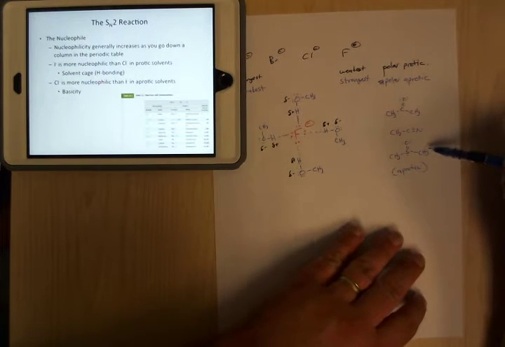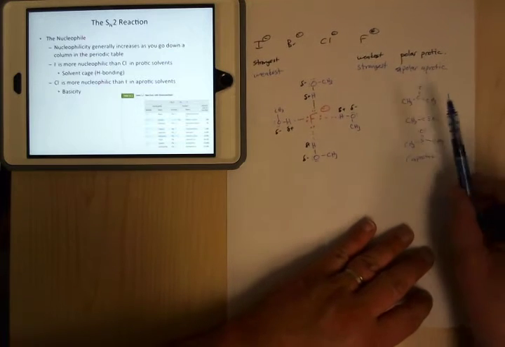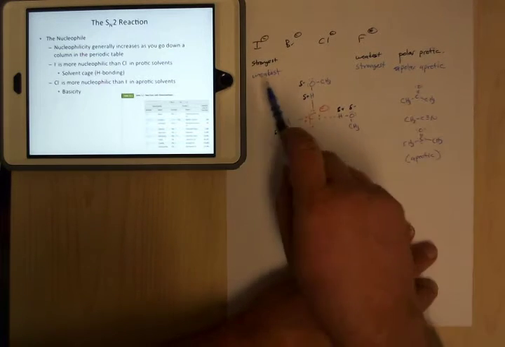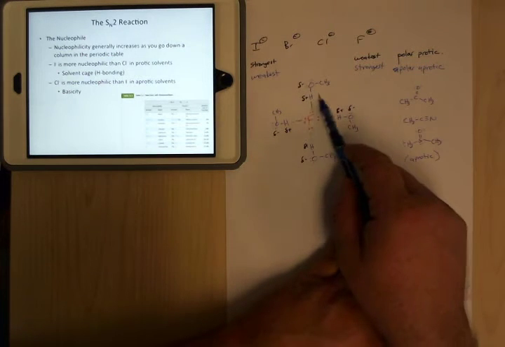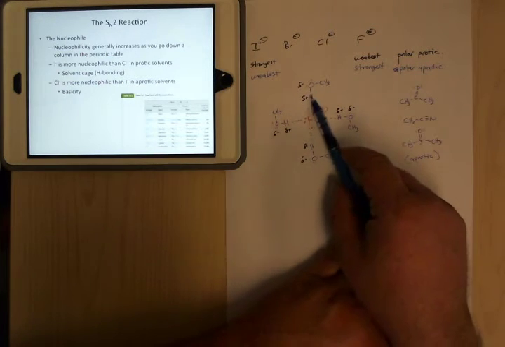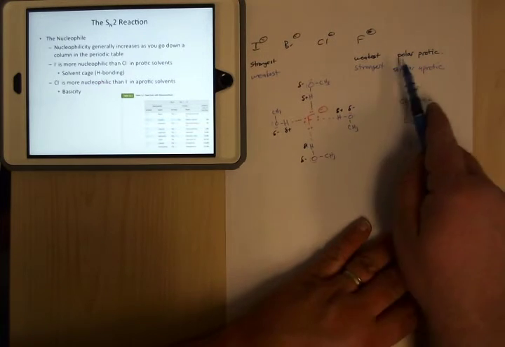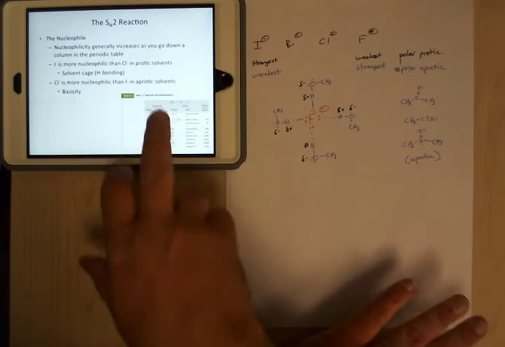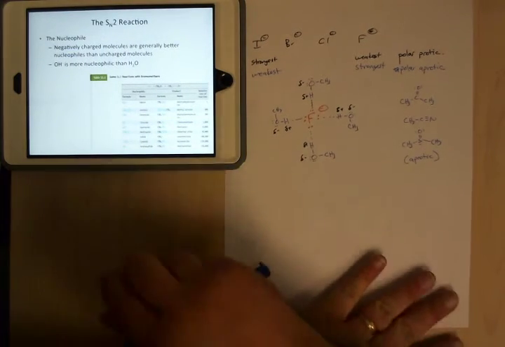Just be aware that once you switch to an aprotic solvent, it follows the regular trends. When you're in a protic solvent, where it can make these hydrogen bonds, then things get gummed up. Which comes to the next slide in a minute.